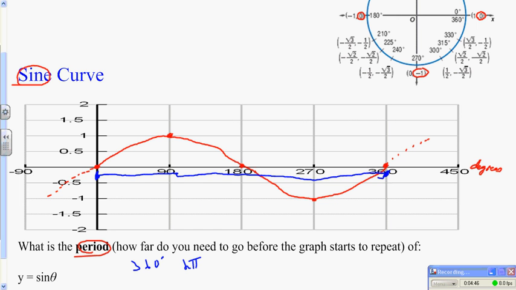Again, I didn't write this on here, but if we wanted to talk about radians, this would be pi/2. This would be pi, 3 pi/2, and 2 pi. And that's the graph of sine.